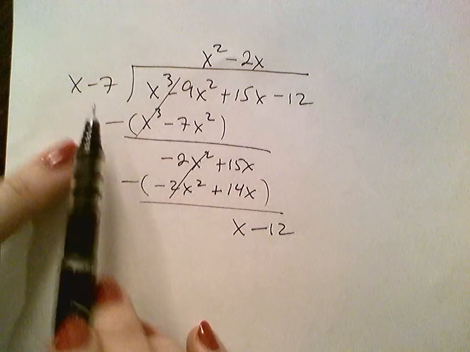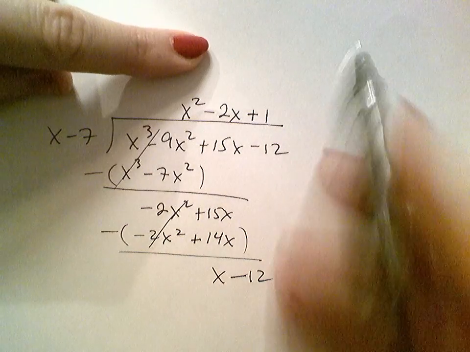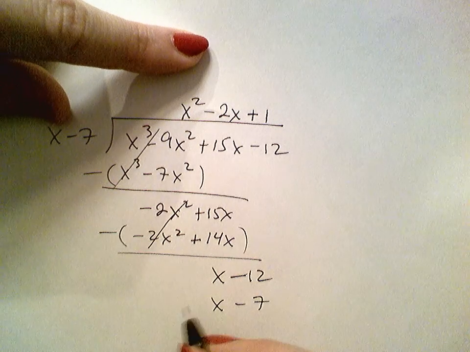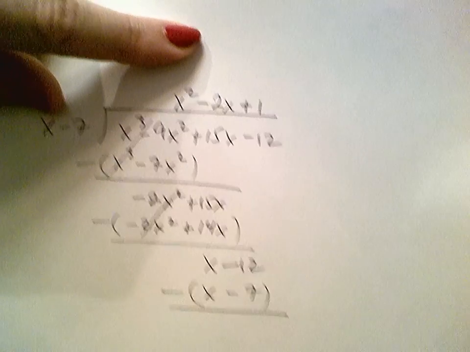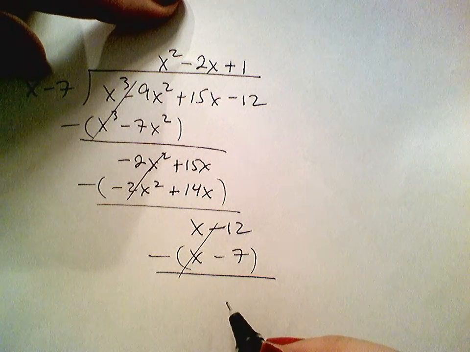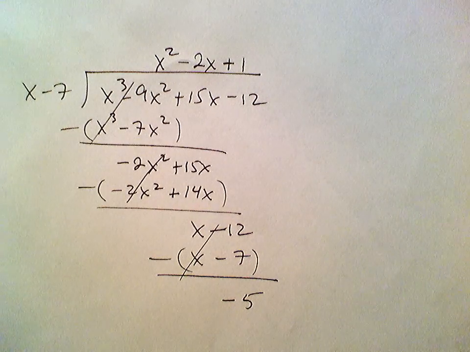Okay. x times what makes x? Positive 1. So then we multiply that out and we get x minus 7, subtract it, and then those cancel and we get negative 5. Okay, so that is the remainder, okay?